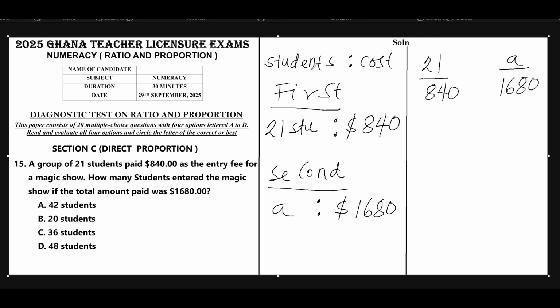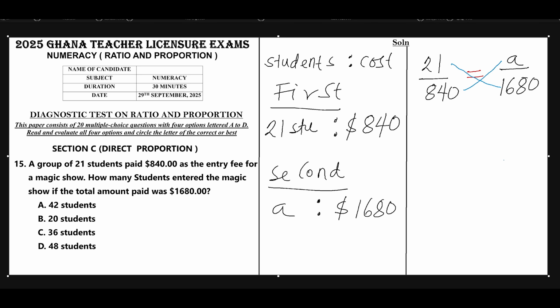So it is clear that as the number of students increases, their costs for the magic show will also increase. So large number of students, higher costs. Less number of students, lower costs. This is direct proportion. An increase in one quantity causes a corresponding increase in the other quantity. So because it is a direct proportion, the first ratio must be equal to the second ratio. Now, since we are looking for A, we just have to cross multiply.